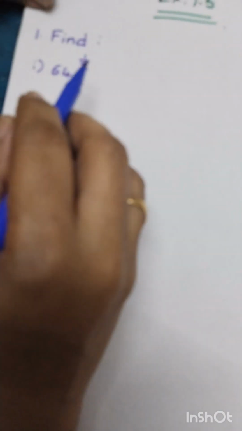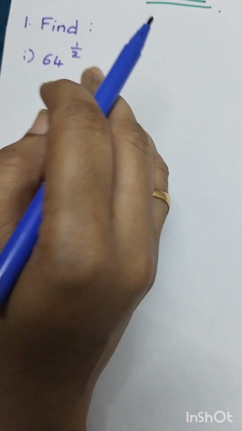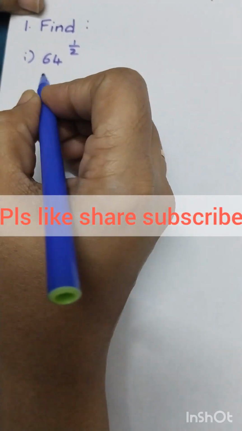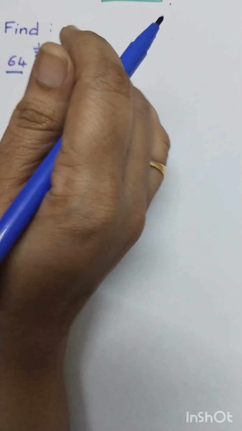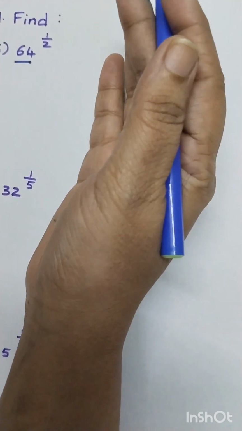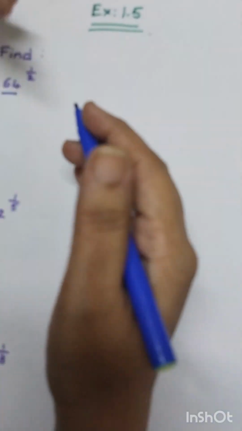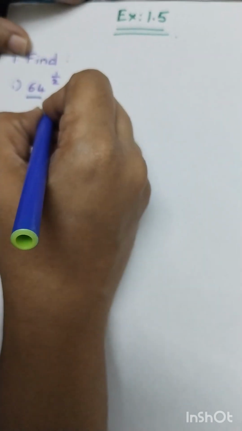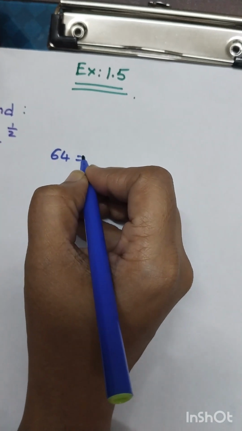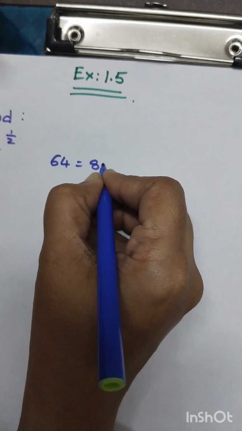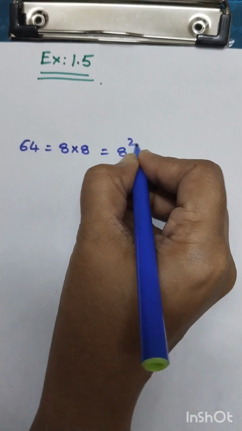So the question is, find 64 power 1 by 2. I'll tell an easy way for that. In order to solve this, let us see if we can find 64 as a power of some number which is equal to 2, that is a number to the power of 2, so that it can be solved easily. Let's see. 64 can be written as 8 into 8. Wow. So 8 into 8 can be written as 8 power 2.